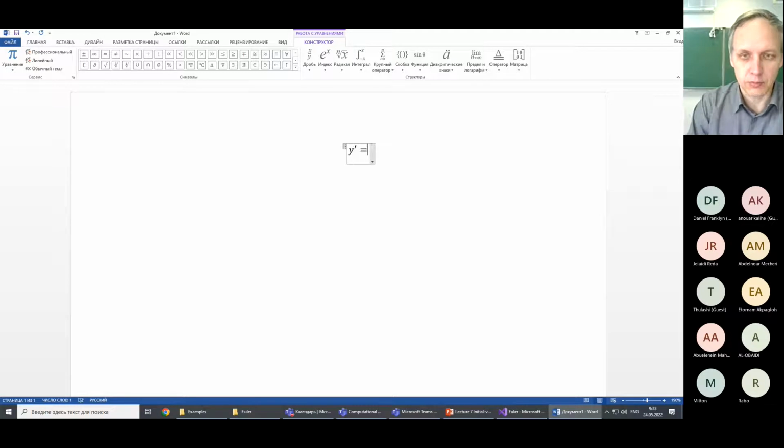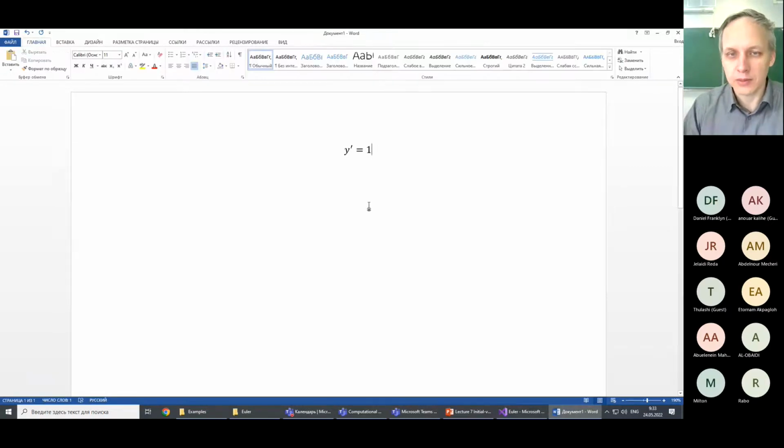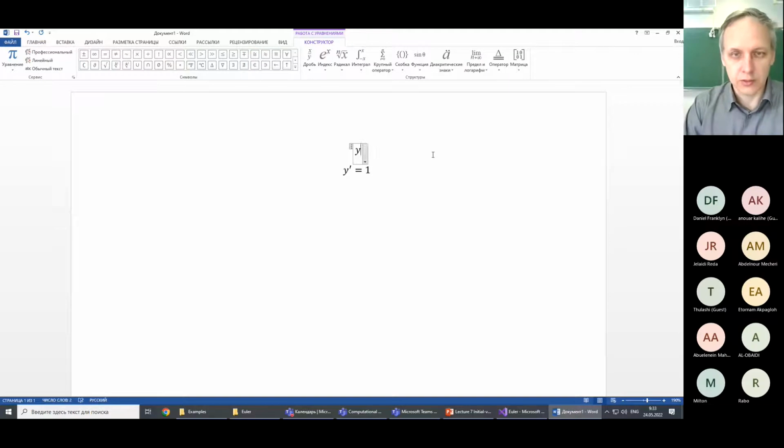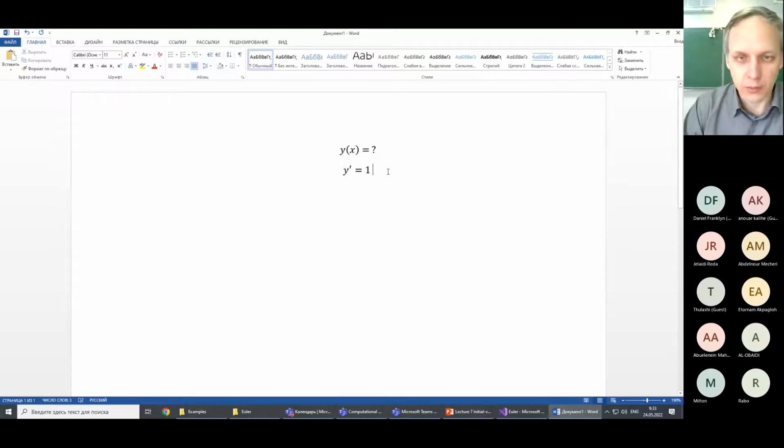Y prime equals, for example, 1. Y prime equals 1. And let me remind you that y is an unknown function. So our goal is to find this function y of x. But we know that y prime equals 1. The question is, what is y of x?